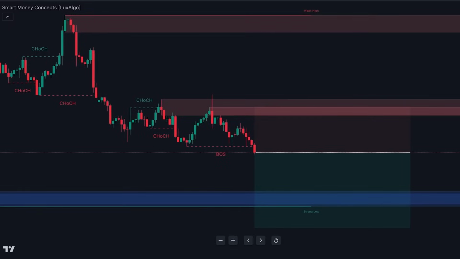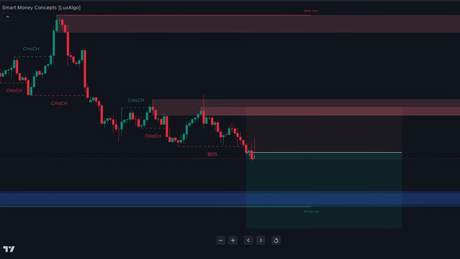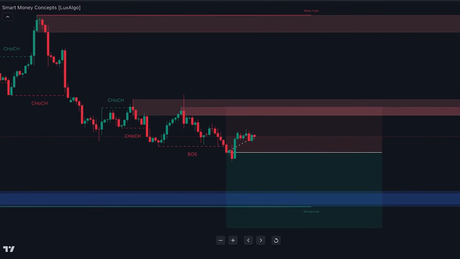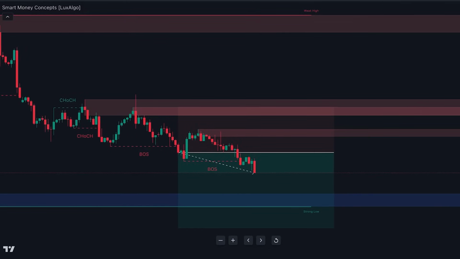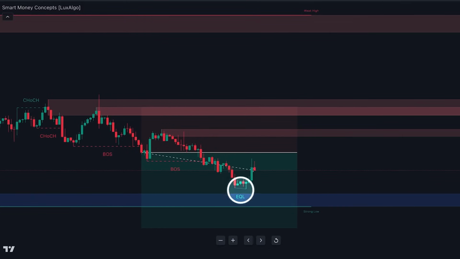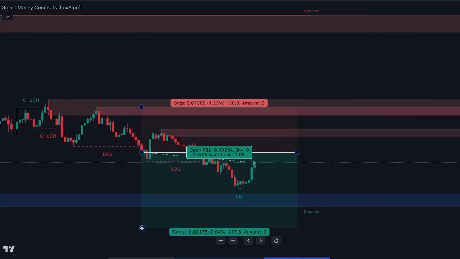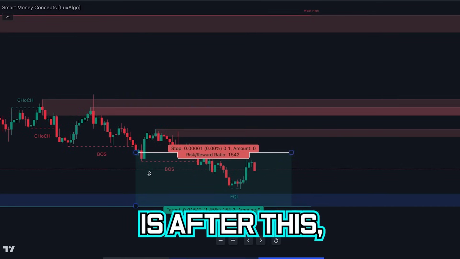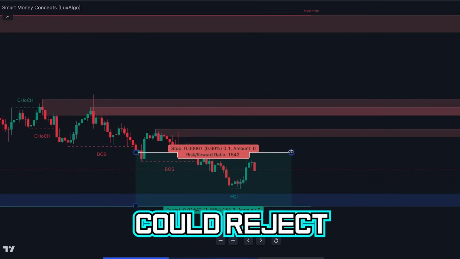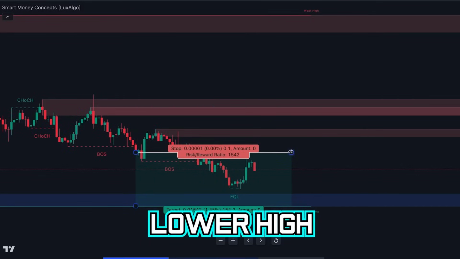Now let's assume you take an entry, and as price moves in your direction you adjust your stops to the lower highs in the downtrend or higher lows in an uptrend. But as price moves in your direction, you notice an equal low being formed. You might want to tighten your stops, as what could happen is after this equal low price could reject, break the previous lower high and plot a bullish change of character.